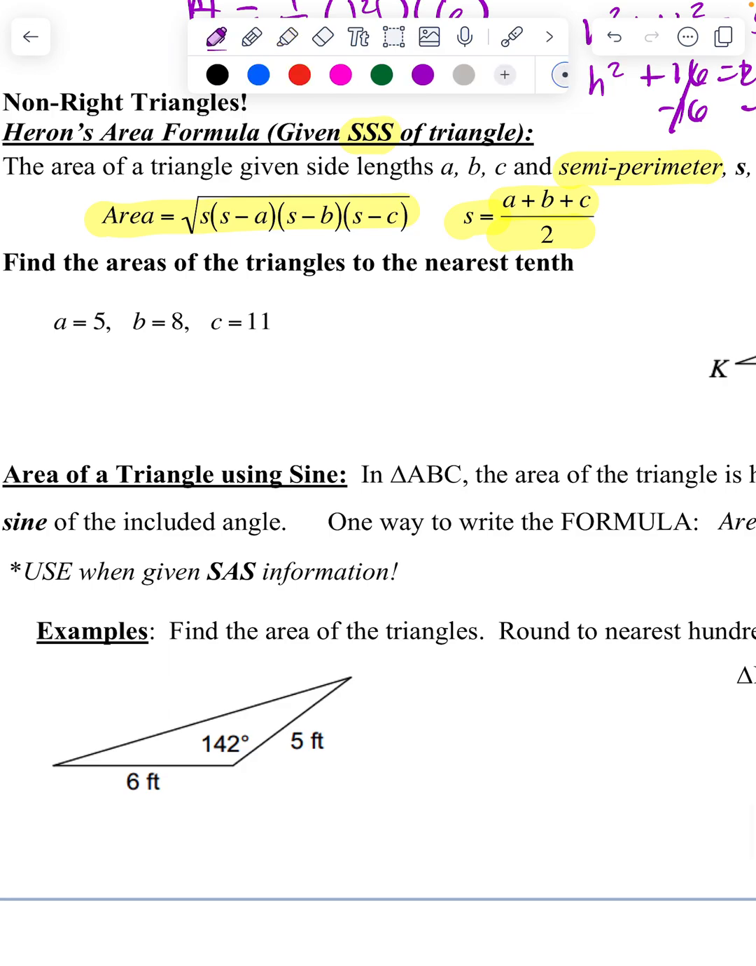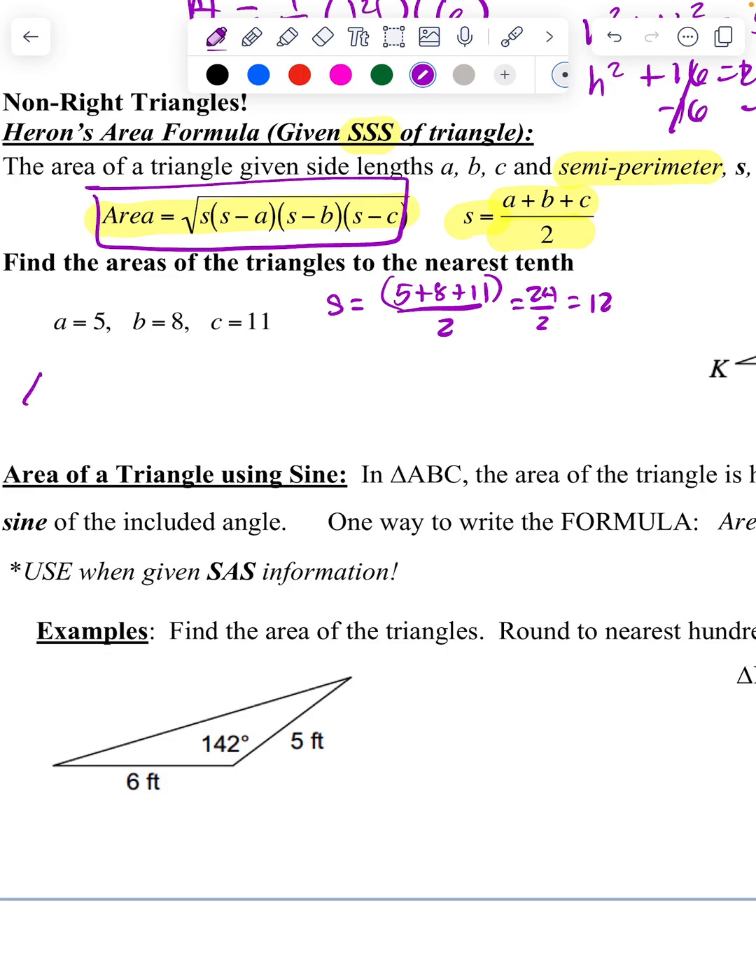So here I have a triangle with my A, B, C, so I need to find my S. I add 5 and 8 and 11. Make sure that if you're doing this on your calculator, you let it know that you are closing out that top. I end up with 24 over 2, and so 12 is my semi-perimeter. Going back to this formula, my area is going to be the big square root of 12 times 12 minus each side: 12 minus 5, 12 minus 8, 12 minus 11.